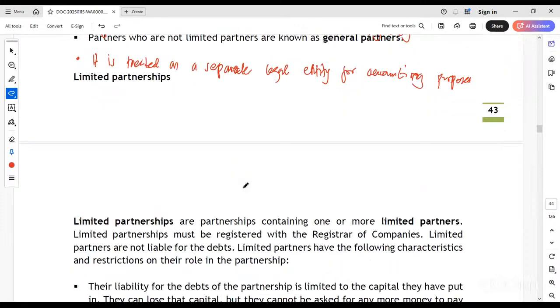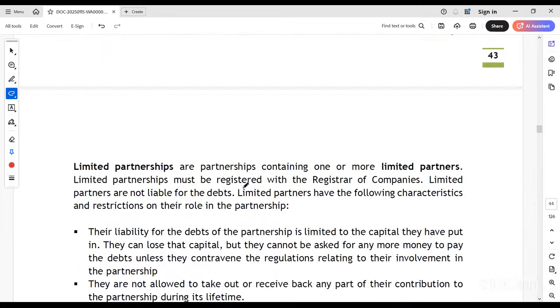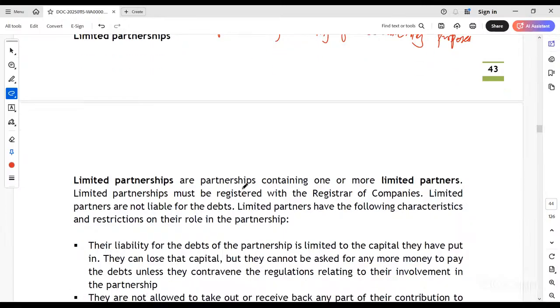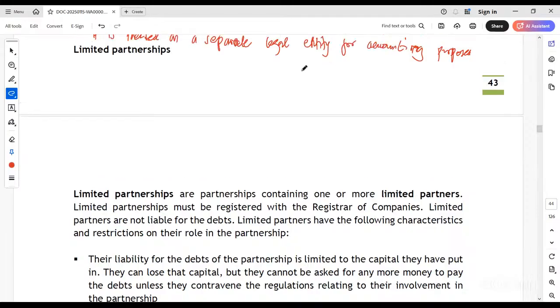Now, we have two types of partnership. There are what we call limited partnerships, and there are what we call unlimited partnerships. I want to know, what is the difference between limited partnerships and unlimited partnerships?